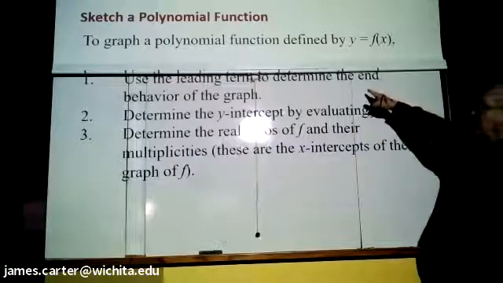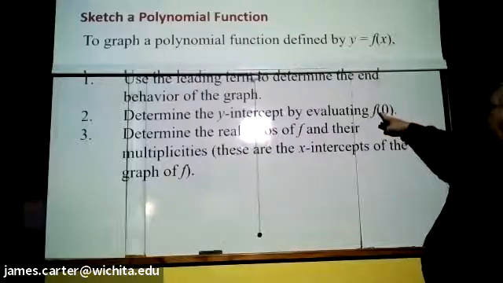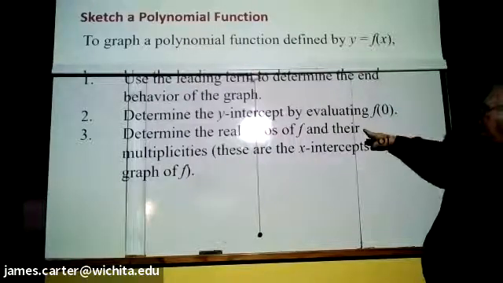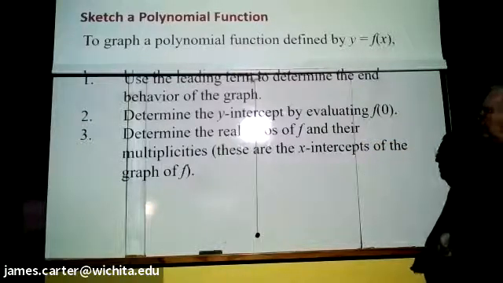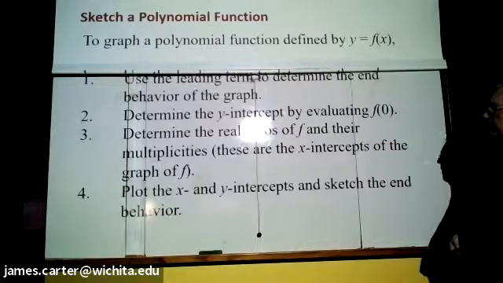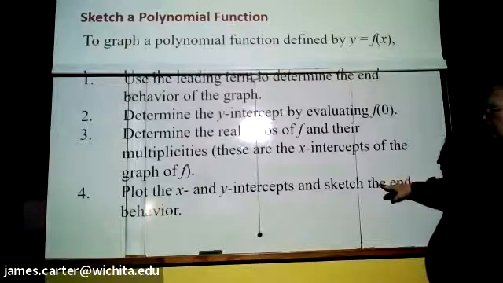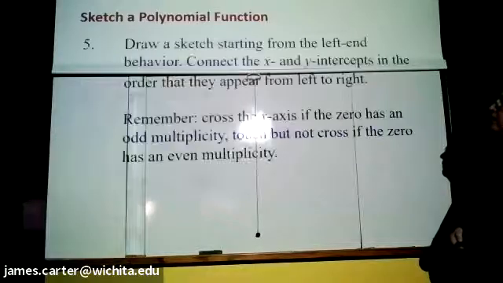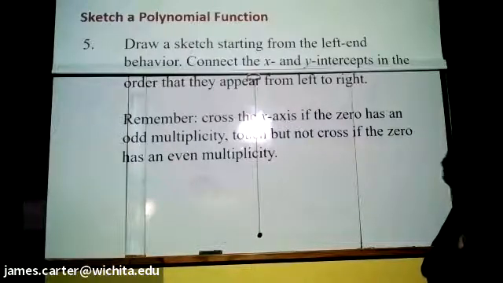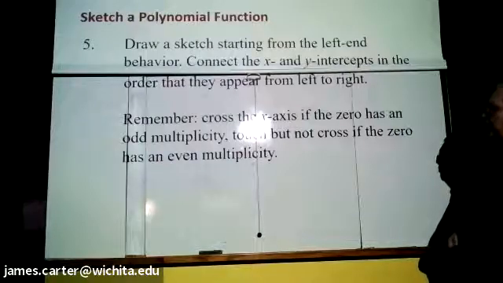Okay, determine end behaviors, find the y-intercept, find the zeros and their multiplicities. Plot the x and y intercepts and sketch it. Number 5, draw a sketch from the left end behavior. Connect the intercepts, the points on the x-axis. Cross or turn, depending.